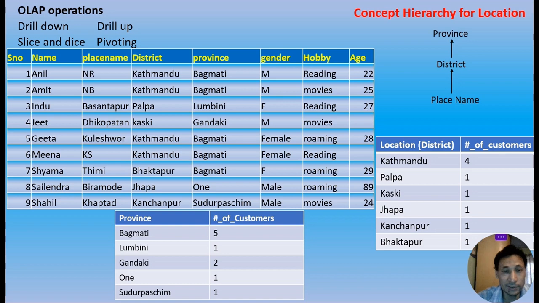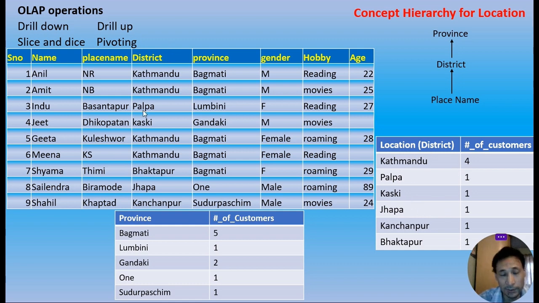These different levels of the location or address are part of the concept hierarchy of this address or location. Address or location can be seen in different levels. In this case, place is at the lowest level and province is at the highest level. So if the data is given by place, then we can aggregate those records on the basis of district or province. Here I have created a simple summary table showing the number of records by each district.